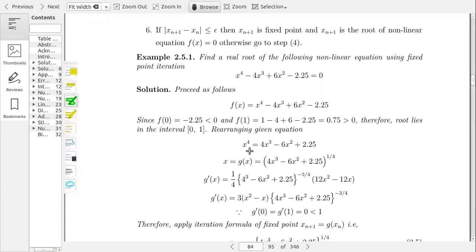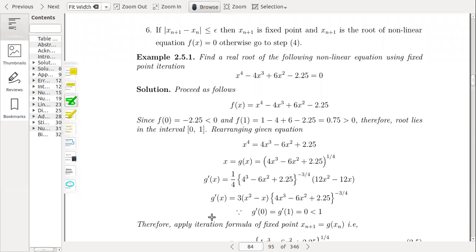If we replace x^4 on the left side, we can write x equal to g of x as (4x^3 minus 6x^2 plus 2.25) whole power 1 by 4. Then if we differentiate the given function, we get 1 by 4 times (4x^3 minus 6x^2 plus 2.25) to the power minus 3 by 4, and then 12x^2 minus 12x.